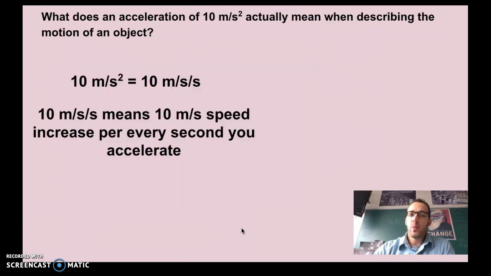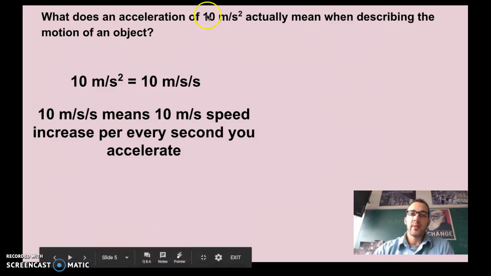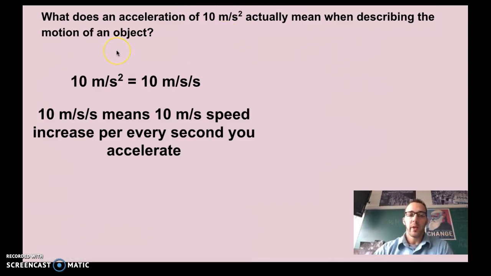But that begs the question, what exactly does meters per second squared mean? Well, if I have an acceleration of 10 meters per second squared, how does that describe my motion? Well, the first thing that's important to understand is that meters per second squared just means meters per second per second. Meters per second is a speed. 10 meters per second means I'm traveling 10 meters per every second I'm moving. But what does this extra per second do? 10 meters per second squared means that my speed is getting faster or slower 10 meters per second for every second that I have that acceleration.